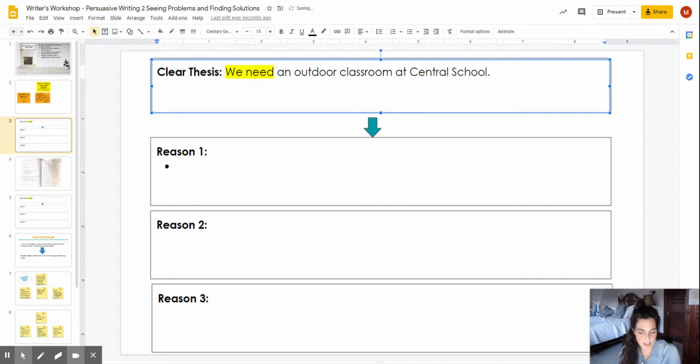Now, when I first started brainstorming this, I was thinking we need a space with outdoor seating, we need a place to eat snack, and then I thought, well, you know what really would encompass all of this would be an outdoor classroom. So it might take you some time to think about what you want your thesis to really say. And now, once I've decided my thesis, I'm going to list for myself the reasons why we need an outdoor classroom. Well, when I first thought of this reason, it was really because we needed snack. We needed a space to eat.